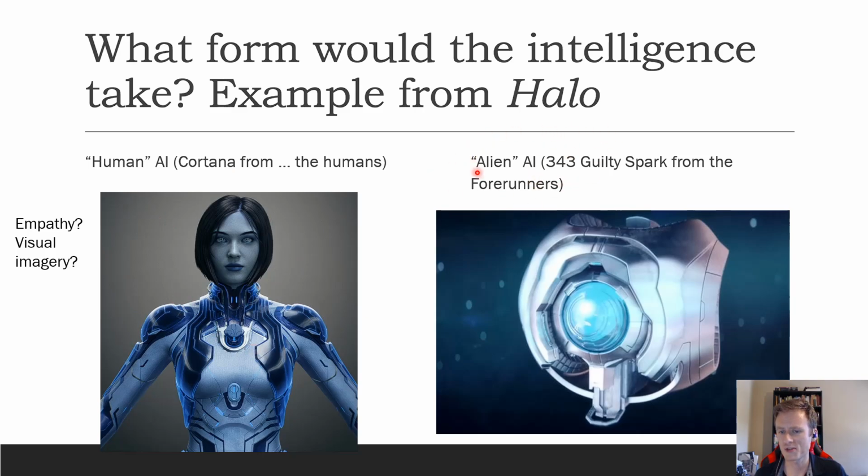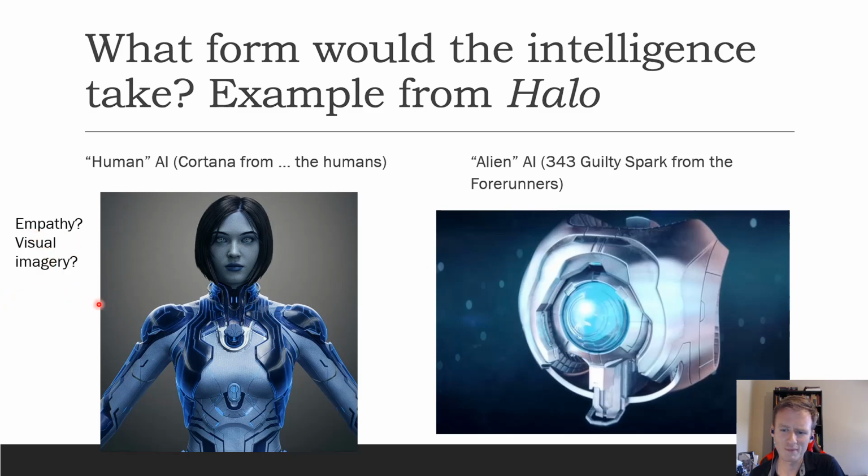And we can contrast this with alien AI, like 343 Guilty Spark from the Forerunners. 343 Guilty Spark was a character in the original Halo. 343 Guilty Spark is super intelligent and obviously artificial, but lacks a lot of the features that Cortana has. For example, 343 Guilty Spark is not the most moral person. 343 Guilty Spark tries to eliminate the human race, and has a very calculating, unempathic view of what he should do.